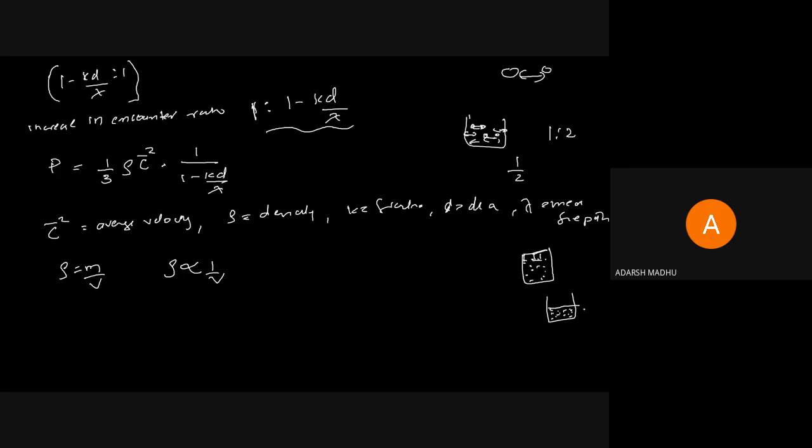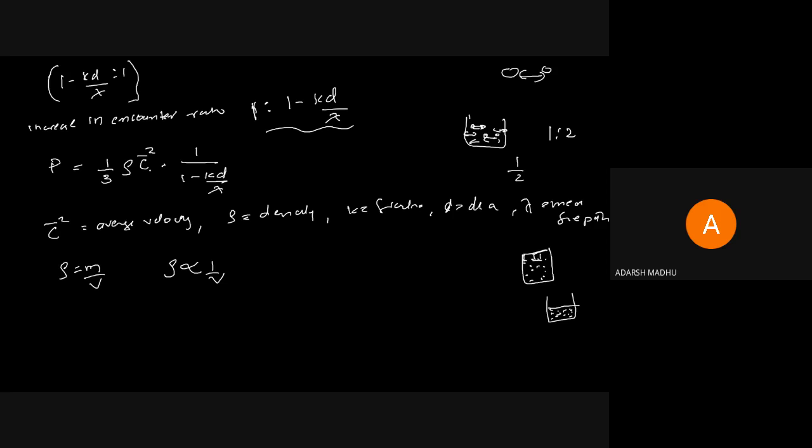Okay, when volume is half, density is doubled. Density is doubled, which means that twice as many molecules in the same space. In the space that was there initially, the density will be doubled here. So when density increases, volume decreases. But density is doubled, volume is half. When volume is half, density is double.